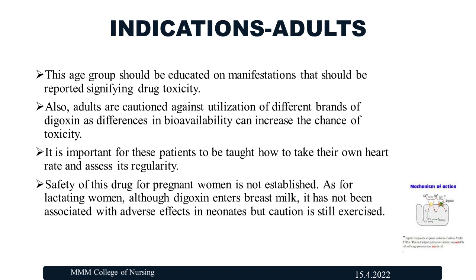For adults, the age group should be educated on manifestations that should be reported, signifying drug toxicity. The adults are cautioned against utilization of different brands of digoxin, as differences in bioavailability can increase the chance of toxicity. It is important for these patients to be taught how to take their own heart rate and assess its irregularity.